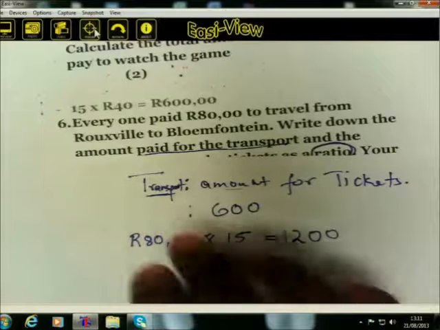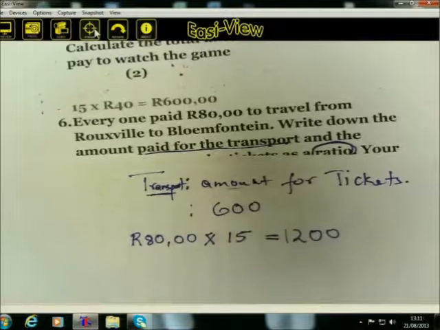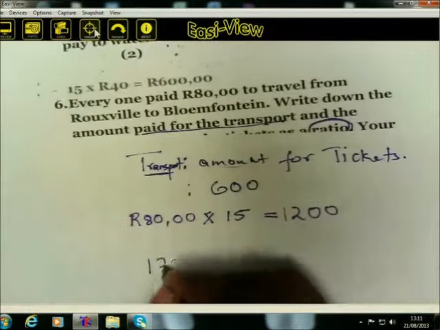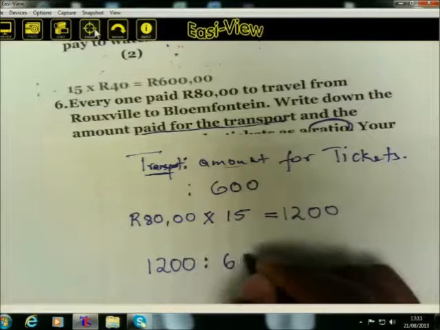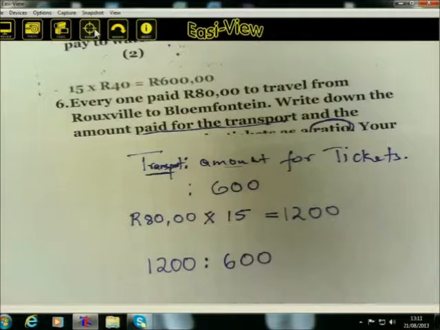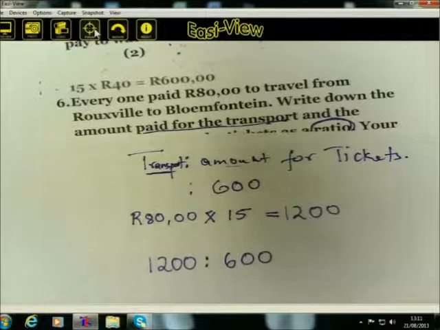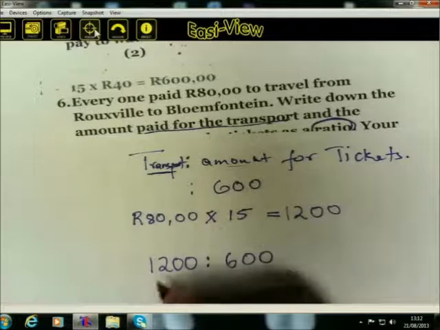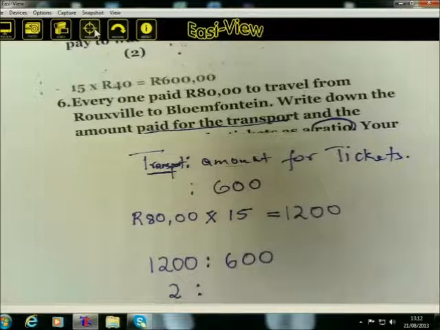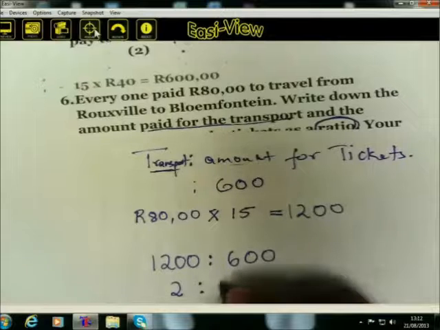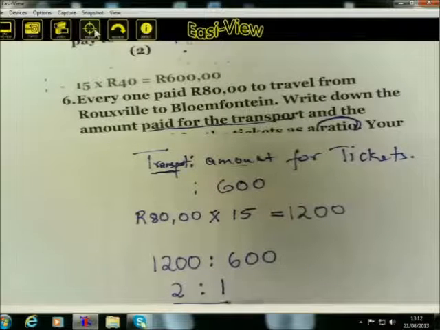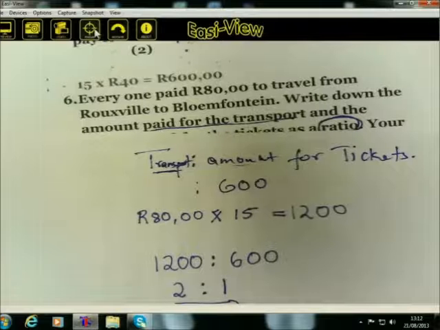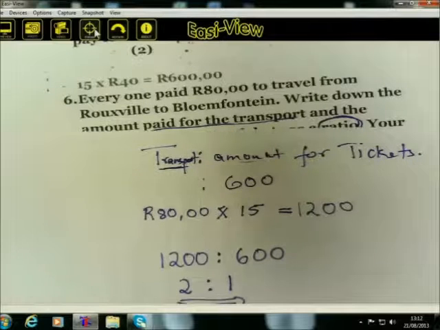1,200. So remember there, we had 600 for the amount of tickets. Now we have 1,200. So it will be 1,200 is to 600. But they said the answer must be in a simplified form. So in this case, I think both numbers are divisible by 600. So 600 goes how many times into 1,200? It goes 2 times. And then into 600, it goes how many times? It goes once. So the ratio in this case is 2:1. So very important to master your basic calculation skills.